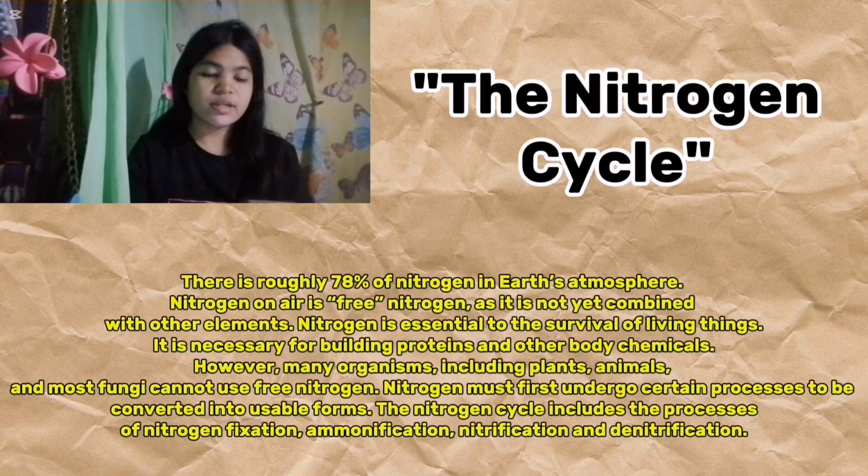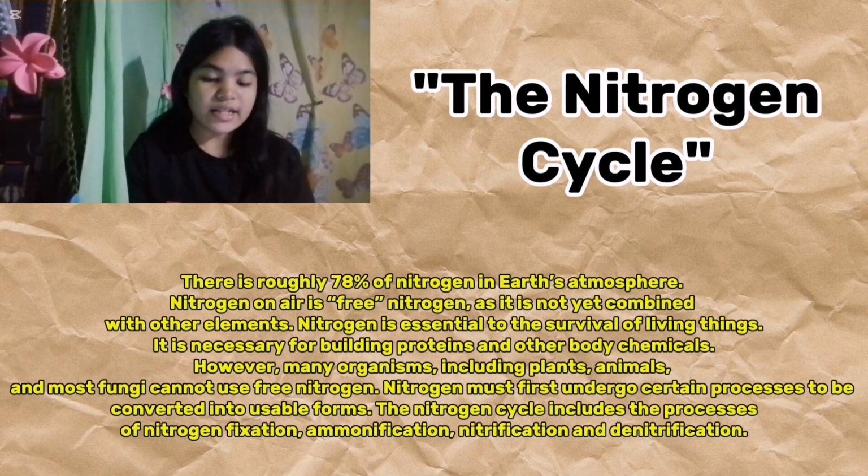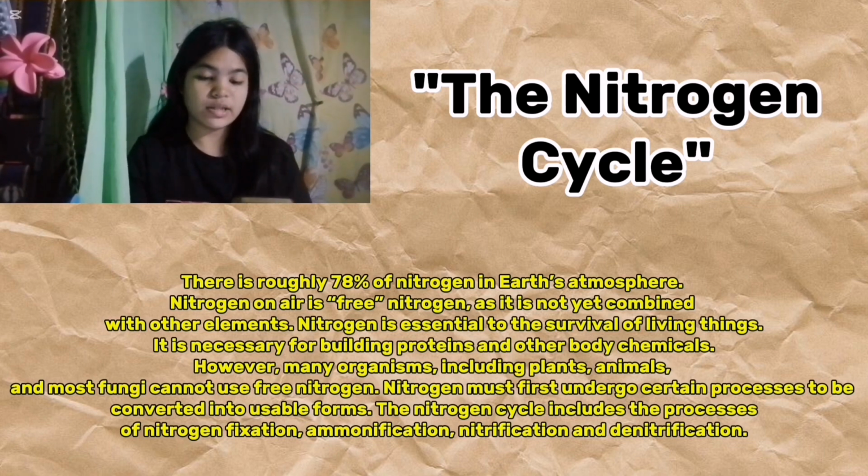The nitrogen cycle. There is roughly 78% nitrogen in Earth's atmosphere. Nitrogen on Earth is free nitrogen, as it is not yet combined with other elements. Nitrogen is essential to the survival of living things. It is necessary for building proteins and other body chemicals. Nitrogen must first undergo certain processes to be converted into usable forms.